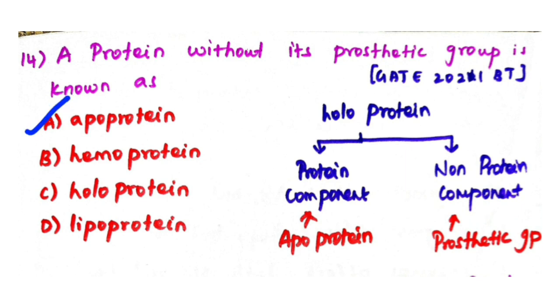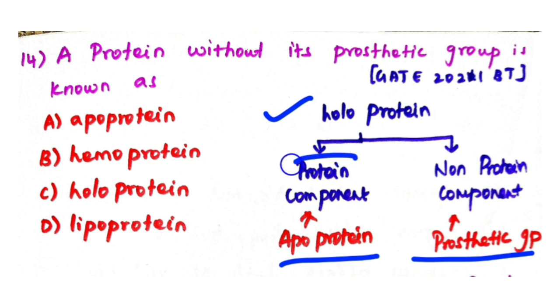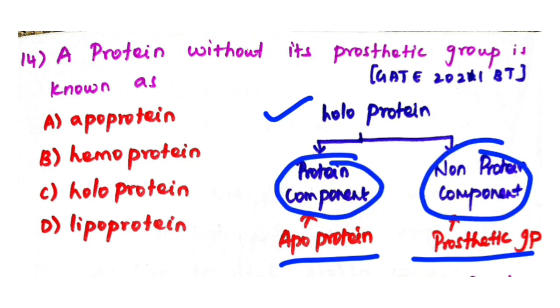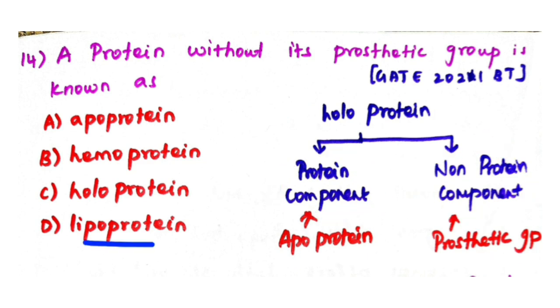Next, let's see what is hemoprotein, holoprotein and lipoprotein. Hemoprotein is nothing but a protein that contains heme as a prosthetic group. Next, holoprotein. Your holoprotein is nothing but apoprotein plus prosthetic group. So holoprotein is a conjugated protein, that is, it has both protein component and non-protein component. And lipoprotein is made up of protein and fats.